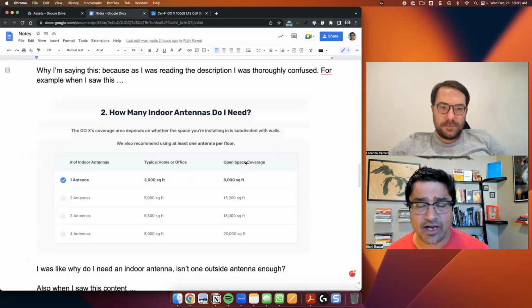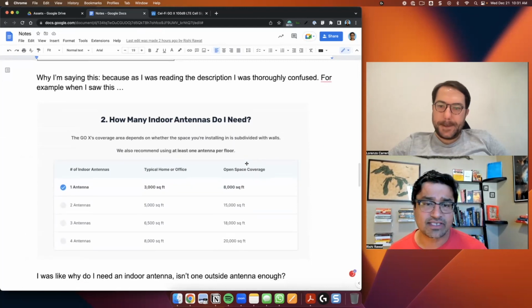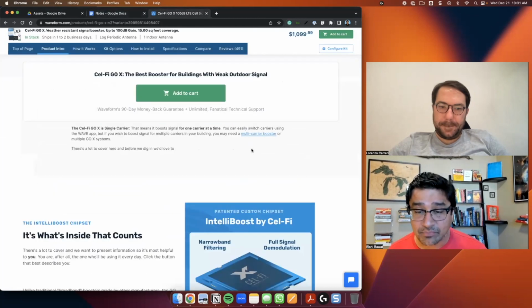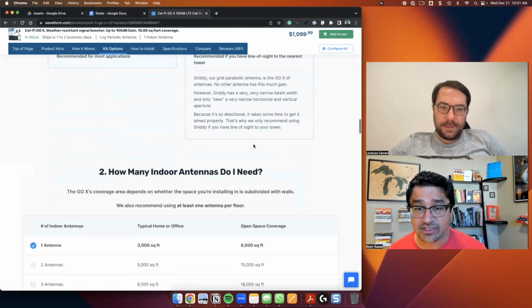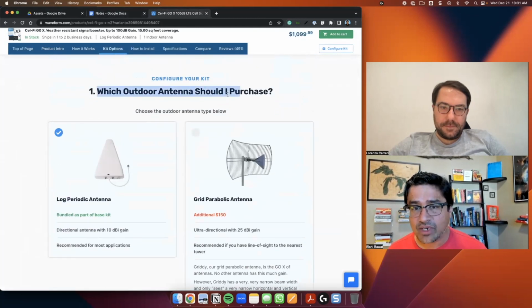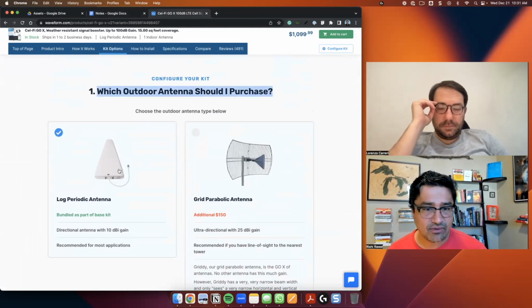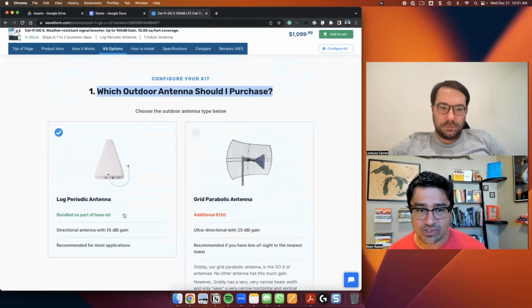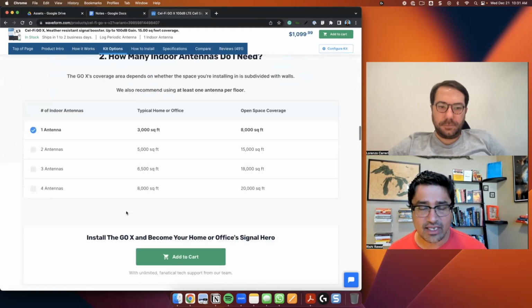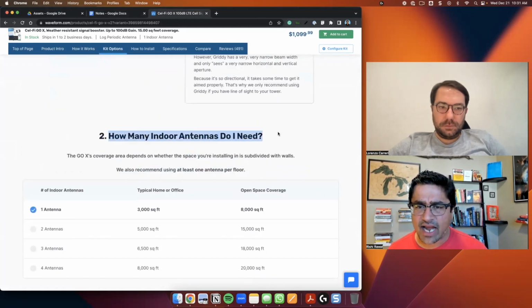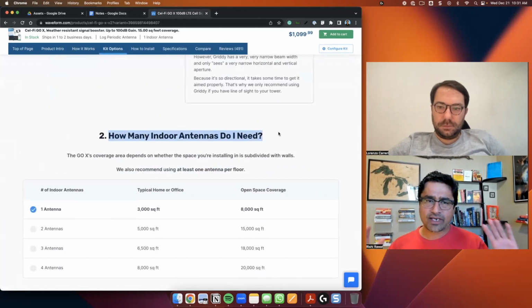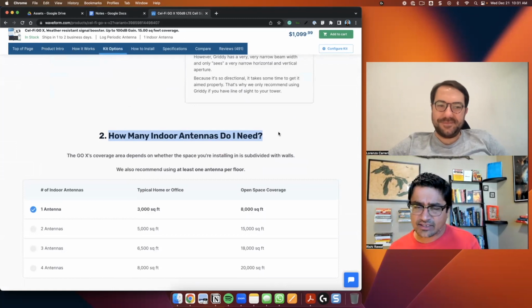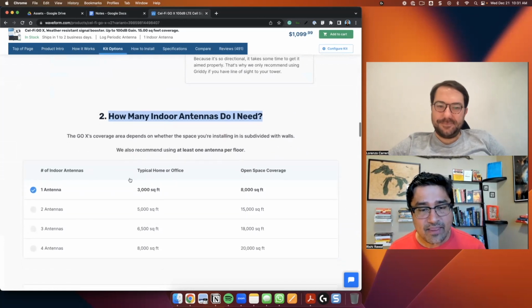So just to give you some context, to me, there were a lot of things that were quite confusing. For example, over here, we say, which outdoor antenna should I purchase? I say, okay, well, this one clearly says bundled as part of the base kit. Okay, great. Then it says, how many indoor antennas do I need? Wait, do I need an outdoor antenna and an indoor antenna? Why do I need an indoor antenna? I was quite confused by this. Then over here, they say one antenna, two antenna. So I don't know how many I need.